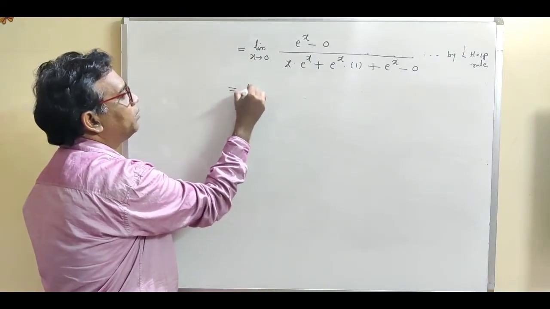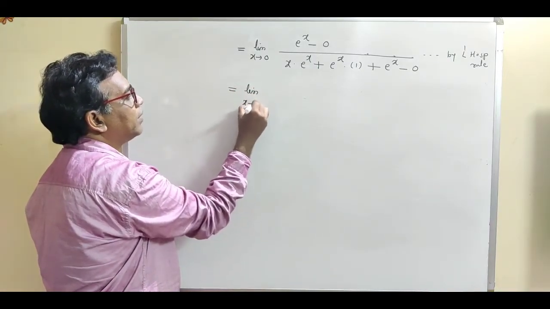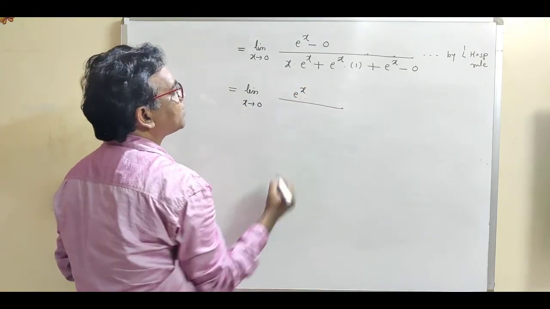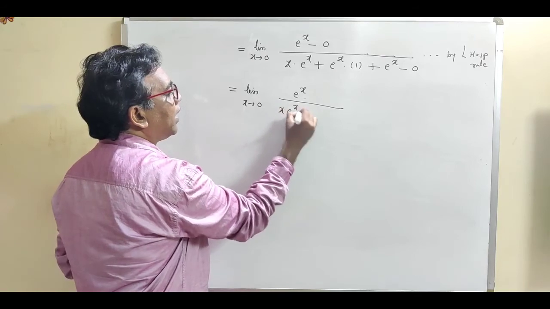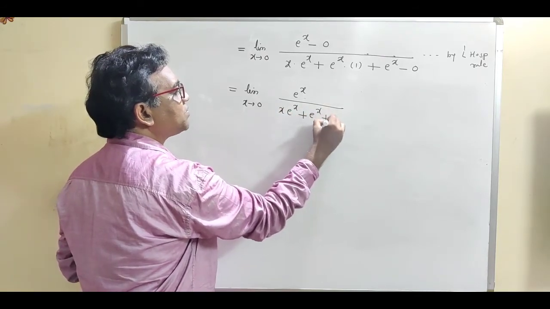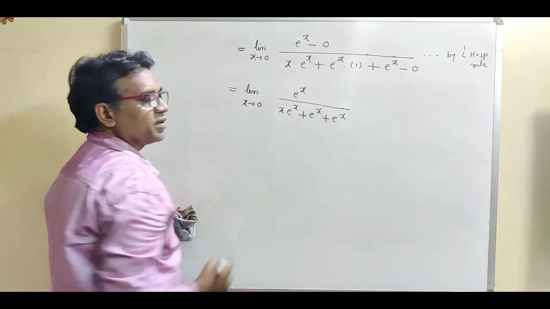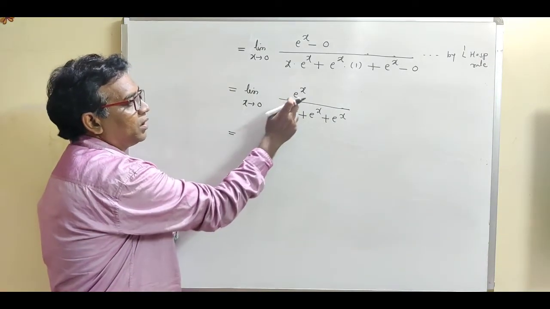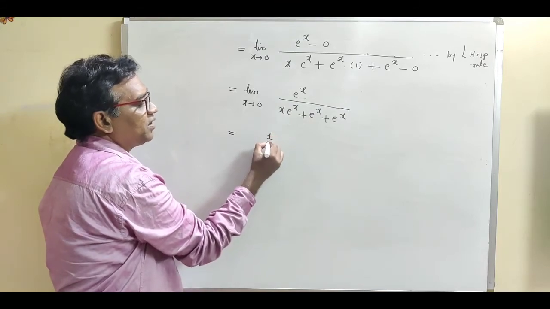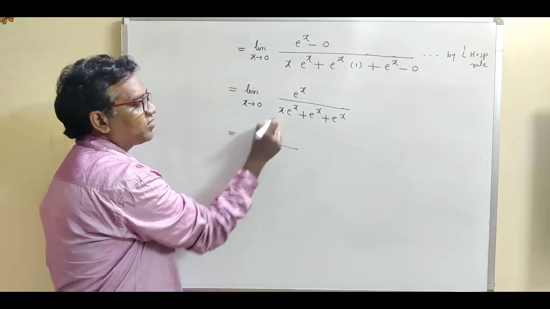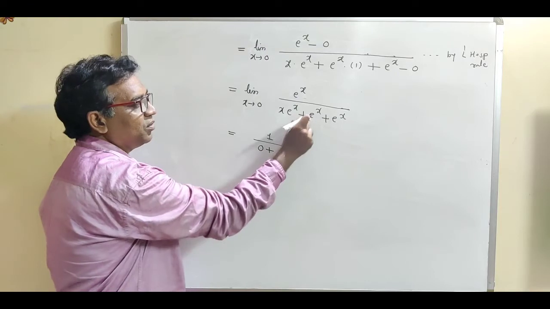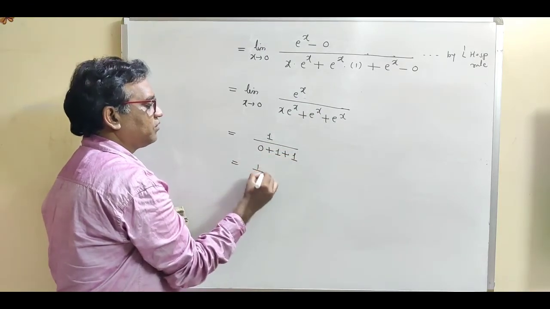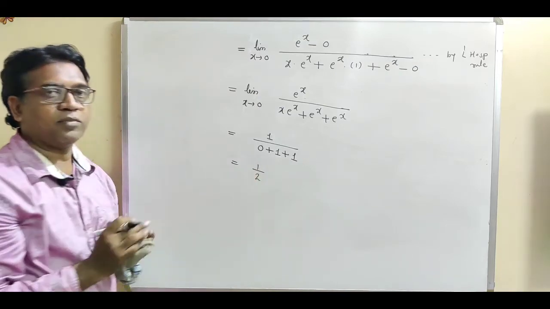So this is equal to limit x tends to 0. So what is the remaining term? This is e raised to x over x e raised to x plus e raised to x plus e raised to x. Now again put x equal to 0. e raised to 0 is 1, so we get the finite form in the numerator. Put x equal to 0 in the denominator: the first term is 0, e raised to 0 is 1, plus e raised to 0 is 1. So this is the final answer, which is 1/2.